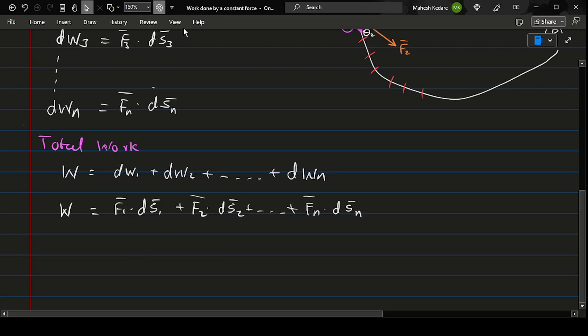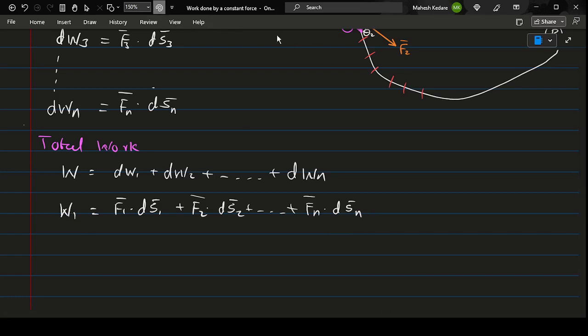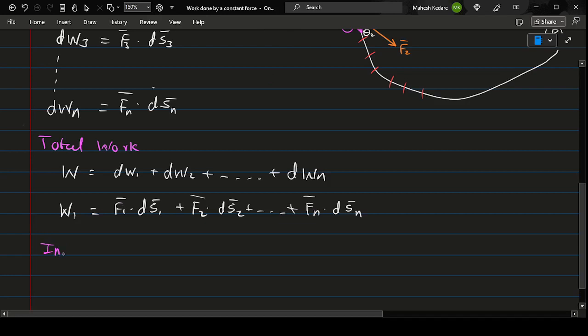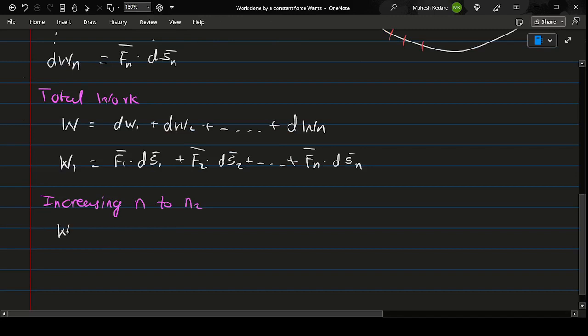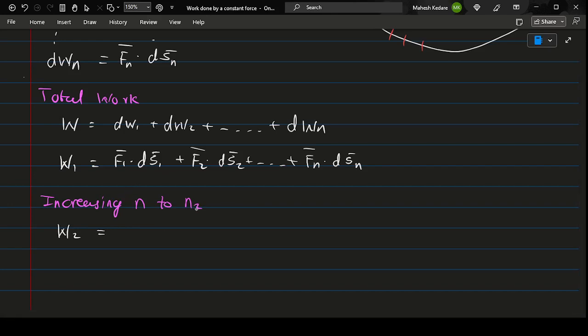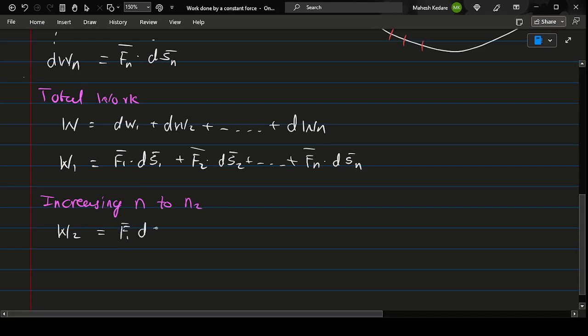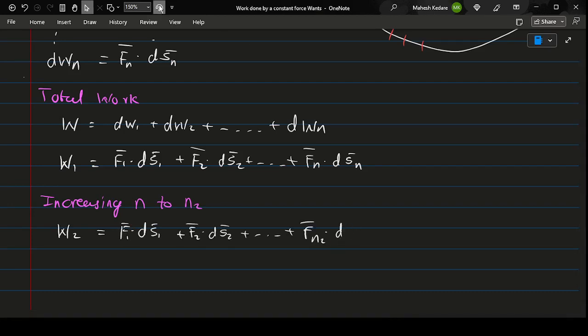So suppose the total work we have calculated here is W1 for the n number of divisions of the entire path. Now we increase the number of divisions. Now we have increased the number of displacement divisions, and we can now calculate the total work done for the new, greater number of displacements n2. We can calculate the work done in a similar way: F1 bar ds1 bar plus F2 bar and so on up to dsn2 bar.